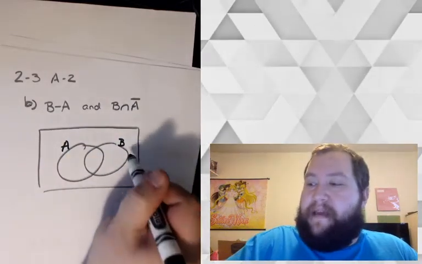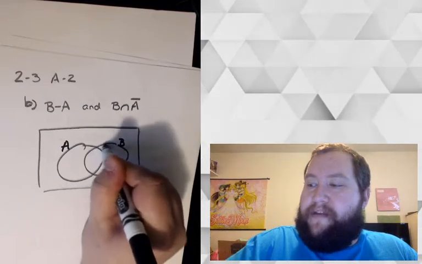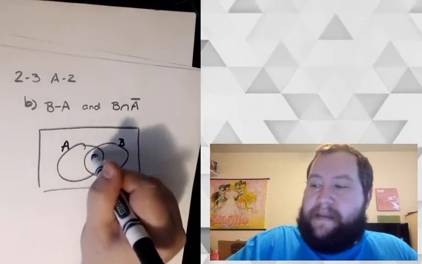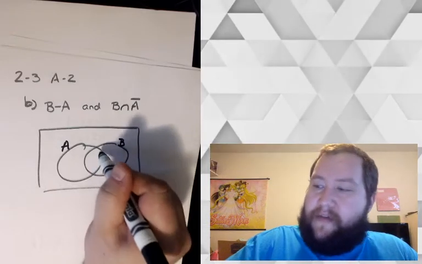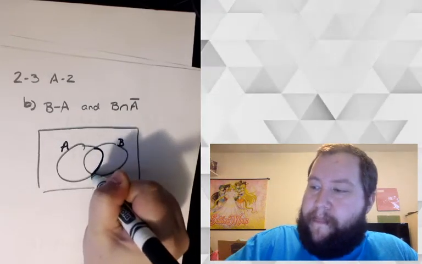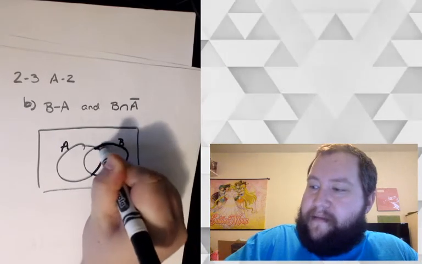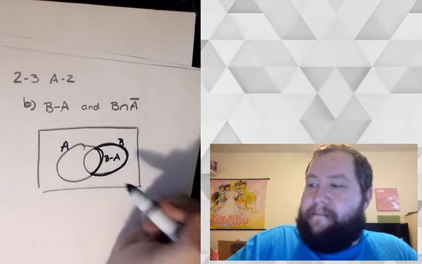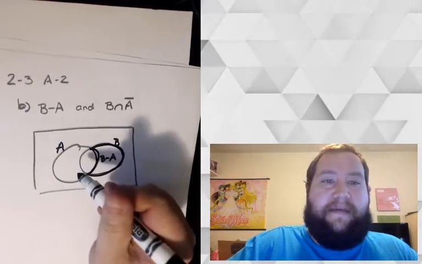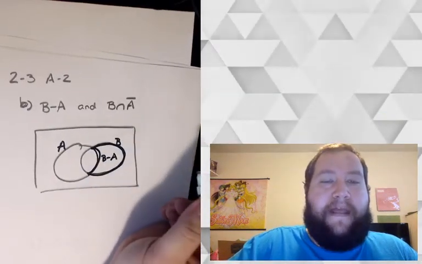So B minus A is going to be everything that's inside B, but isn't also in A, right? Because that's what on our previous slide was common to both. And so if we look at that piece right there, that's B minus A. It's everything in B, taking away everything that's in A.